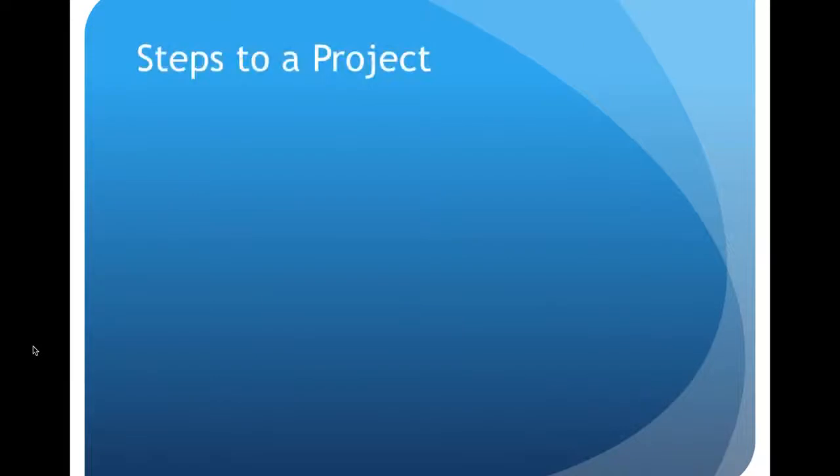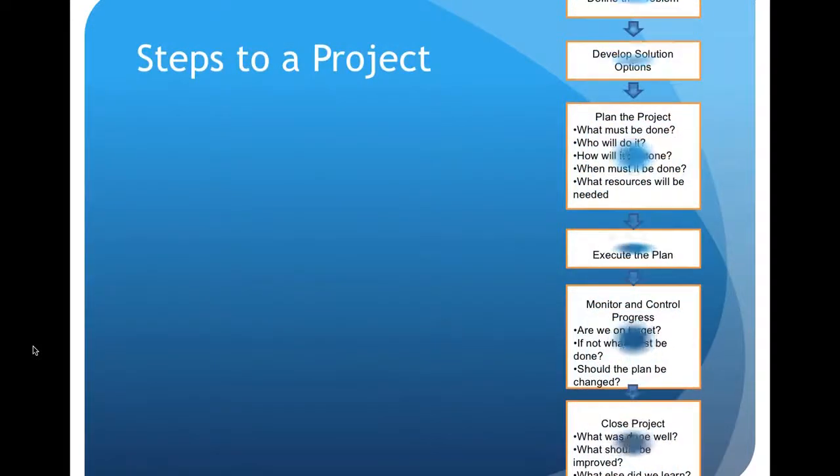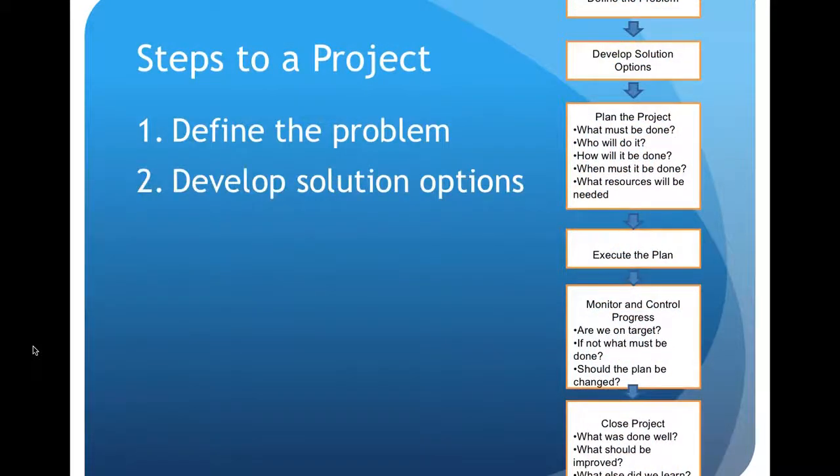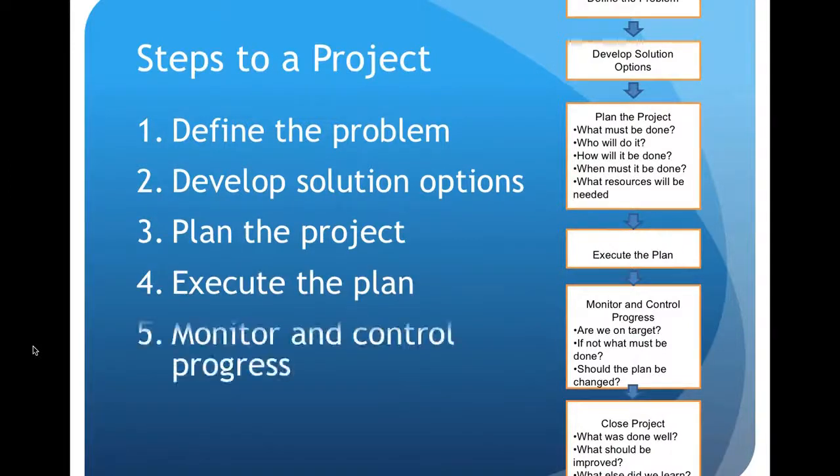So there are 6 steps to the creation, the unrolling and completion of a project. We're going to focus mostly on the top 3, which are to define the problem, develop the solution options, and plan the project. We'll talk about the other ones a little bit, but for the purposes of this Todd Talk, we'll be discussing mostly how to create the project.